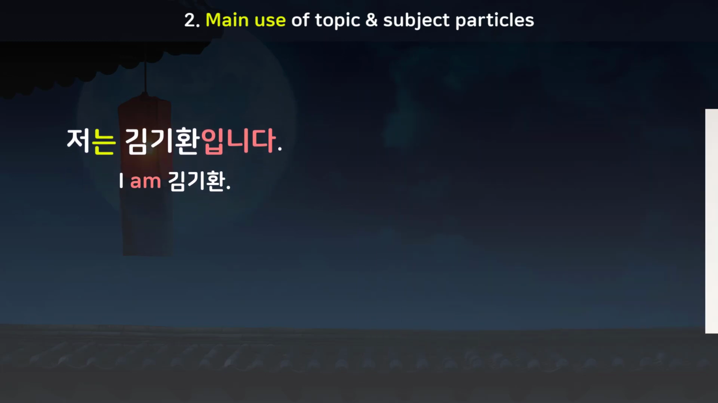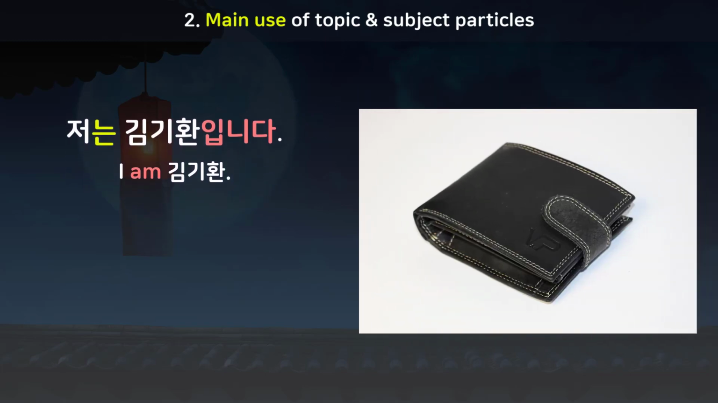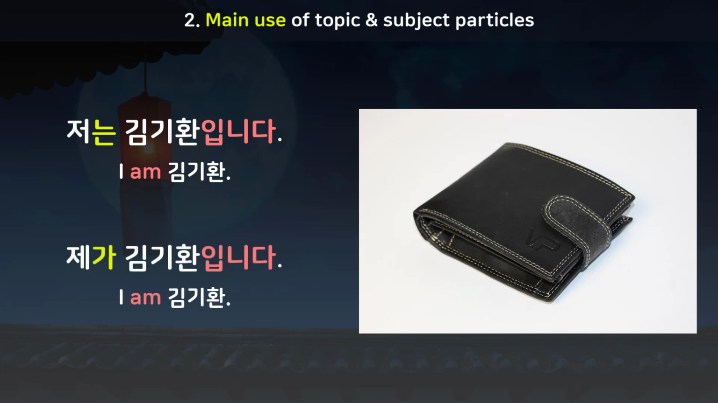However, let's say that someone found my wallet in a restaurant, and the person who found the wallet finds my ID in the wallet and shouts out, "Who's Kim Ki-wan?" Now, hearing this, I would say, 제가 김기환입니다. I am 김기환. 제가 김기환입니다. Now, the English translation is the same, but the meaning of the Korean sentences is different. In this situation, the important information the person wants to know isn't my actual name. The person already knows this.